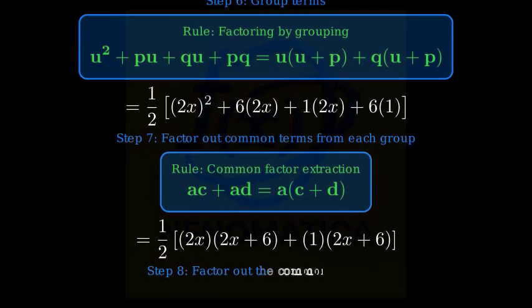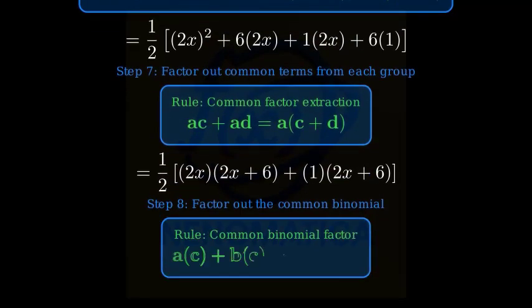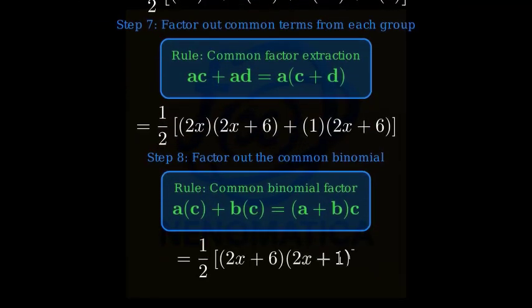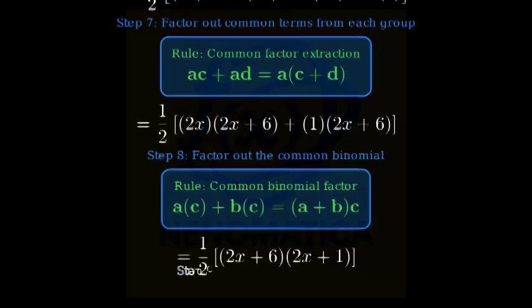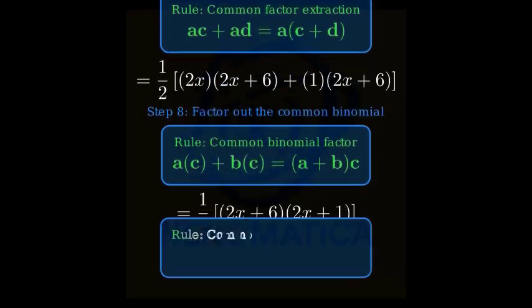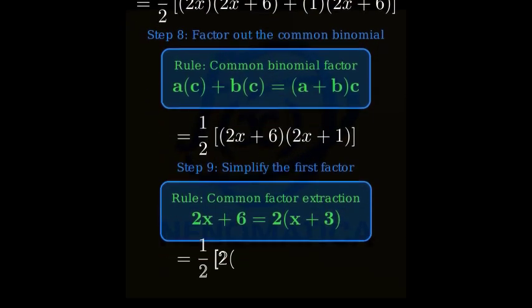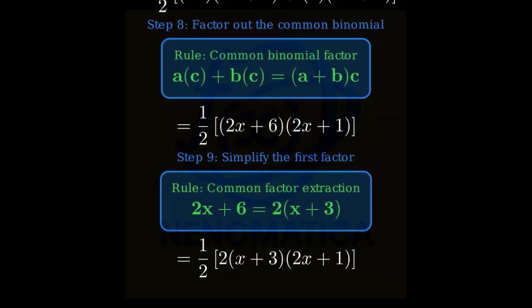Now we can see that both terms have a common factor of 2x plus 6. So we can factor this out, giving us 1/2 times the quantity 2x plus 6 times the quantity 2x plus 1. Let's simplify the first factor. 2x plus 6 equals 2 times the quantity x plus 3. So our expression becomes 1/2 times 2 times the quantity x plus 3 times the quantity 2x plus 1.